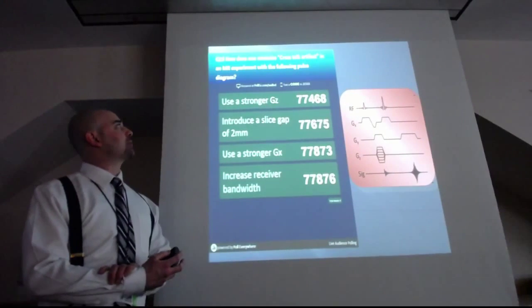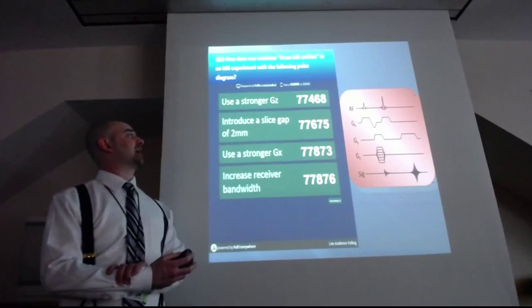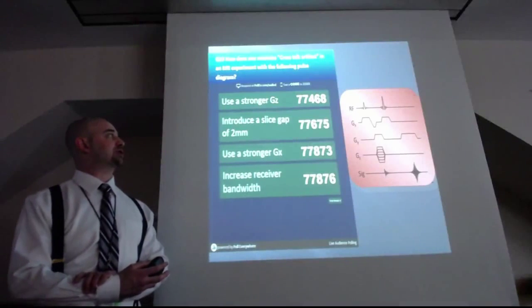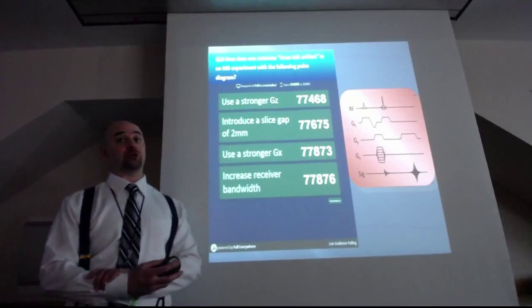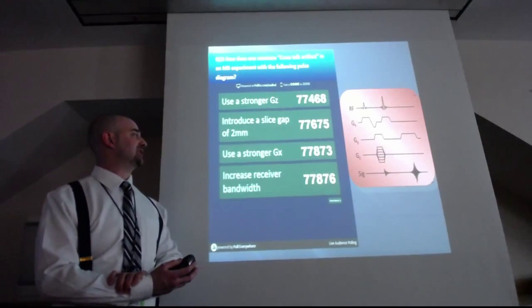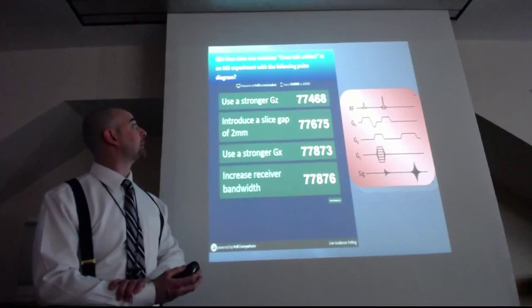All right, how does one minimize crosstalk artifact in an MR experiment with the following pulse diagram? Do you use a stronger GZ? Do you introduce a slice gap of 2 millimeters? Do you use a stronger GX? Or do you increase the receiver bandwidth?